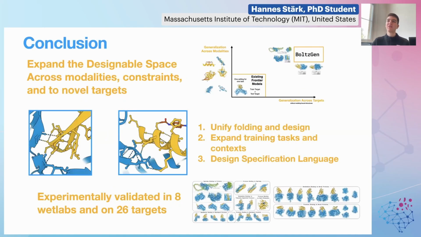Okay, with this, I conclude, right? We set out to expand this designable space, and to do so, we turned the design task into a folding task. We exercise our model on as many contexts in the training data as possible, and we have this design specification language. And we then tested and experimentally validated our model in 8 wet lab campaigns across 26 targets, and I only showed a few of these results, but more are available in the paper.